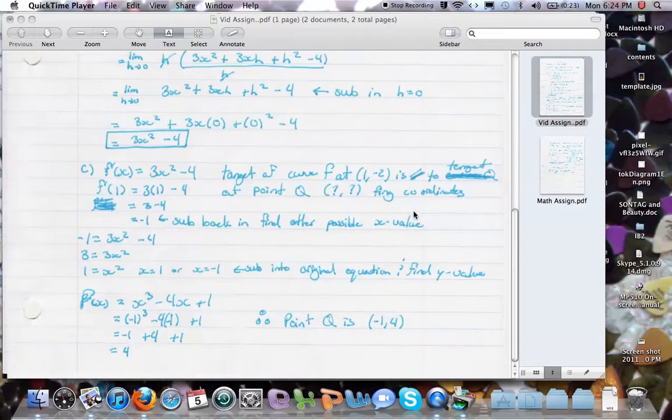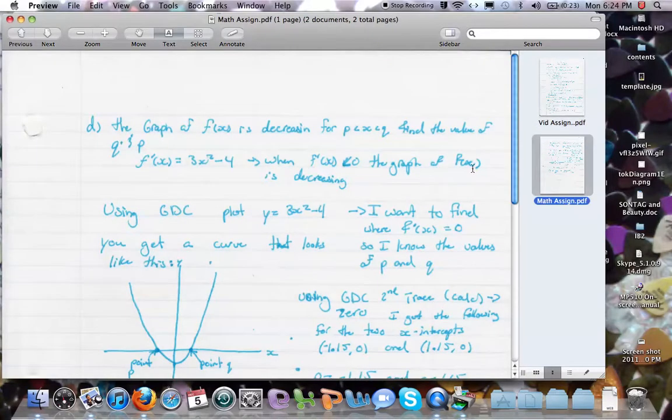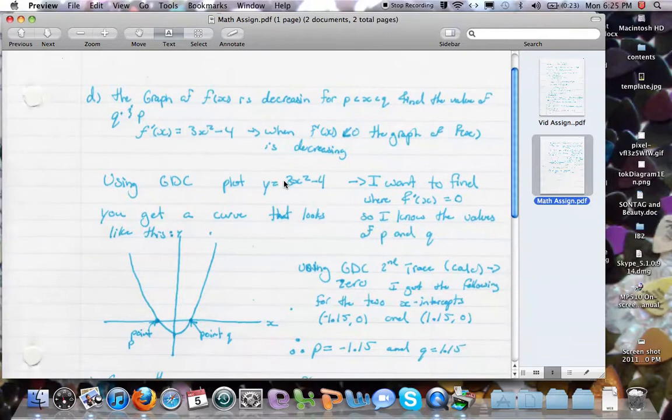So moving on to the second, now on to part D, the question says the graph of f is decreasing for p is less than x, which is less than q. Find the value of p and q. So in order to find this, what I did was I used my graphing calculator and I plotted the equation for f prime of x, which is 3x squared minus 4, as you can see here.